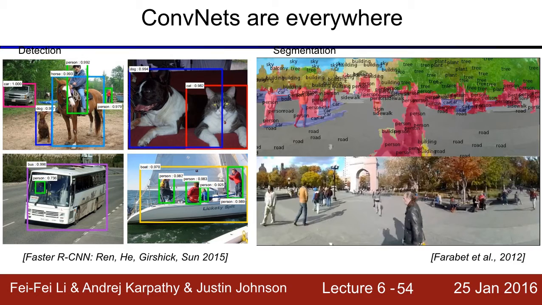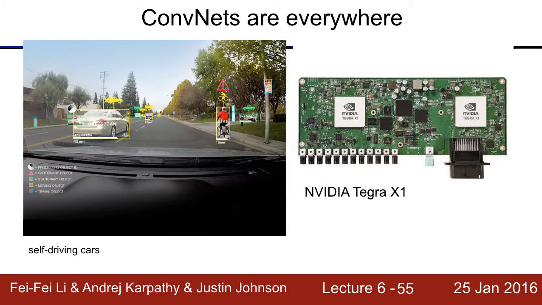The man is above the horse, the horse is above the ground, the horse is next to a dog. And once you're able to look at an image and figure out not only what is in that image, but where, now we can start to use it for all kinds of real-world applications like self-driving cars.